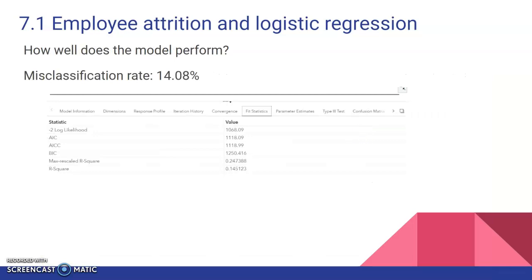And so how well does the model perform? The misclassification rate is 14.08%. This goes under the fit statistics tab, as you can see in the figure here below. Going through some of these numbers, the AIC is 1118.09, the BIC is 1250.416, and the R square is 0.1451. And these are the numbers that the model performed.